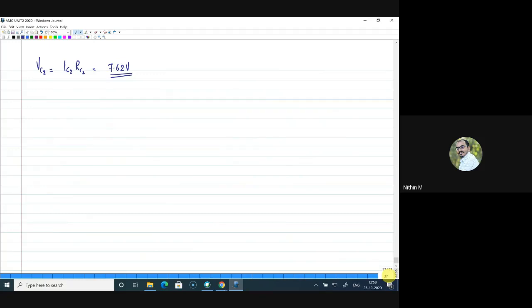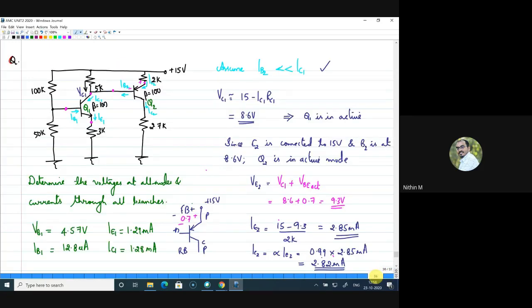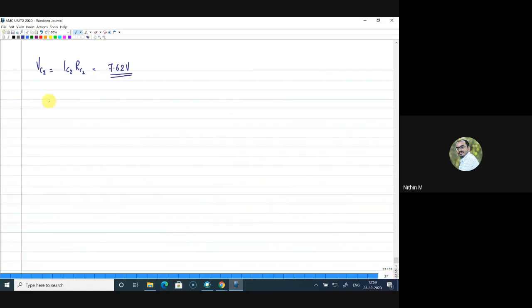Now, all these calculations we have done by assuming that our IB2 is very small compared to IC1. What is the meaning of that? I was neglecting the value of IB2, but that will give some error to the calculations, because your original IB2 is not 0. So let me calculate IB2 now. IB2 can be written as IE2 divided by beta plus 1. That will give you around 28 microamps as your IB2. You can check that.